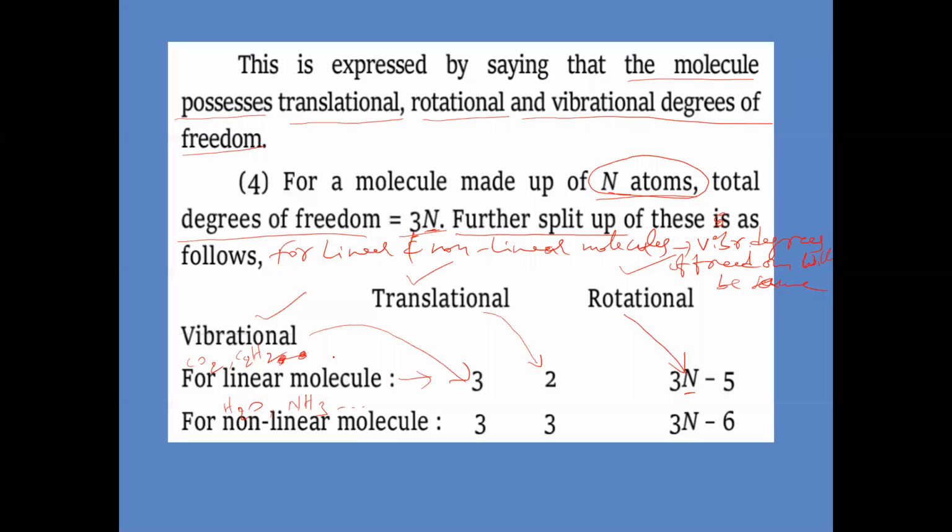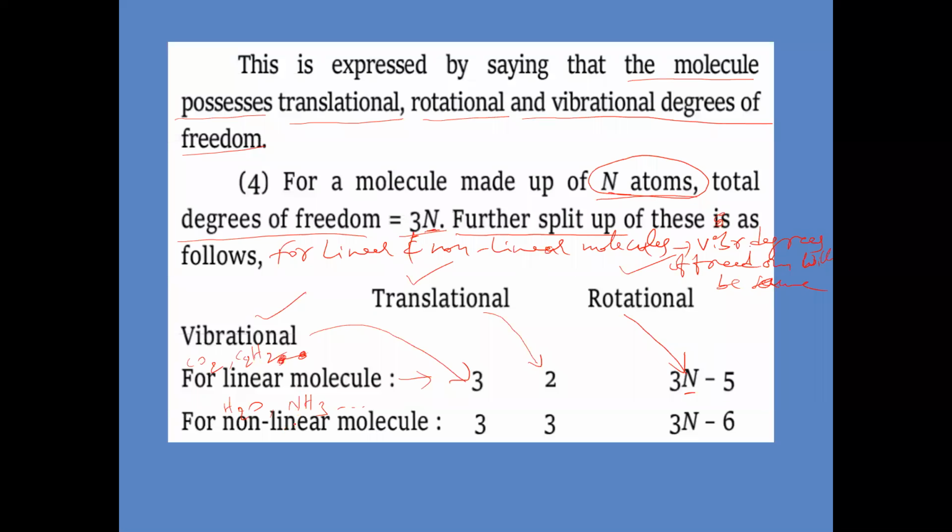So what is N here? N is the number of atoms. If there are 3 atoms, totally how many degrees of freedom? Totally 3 degrees of freedom. And capital N we have taken as the number of atoms in one molecule. And we have divided the molecules into how many categories? 2 types: linear molecules and non-linear molecules.